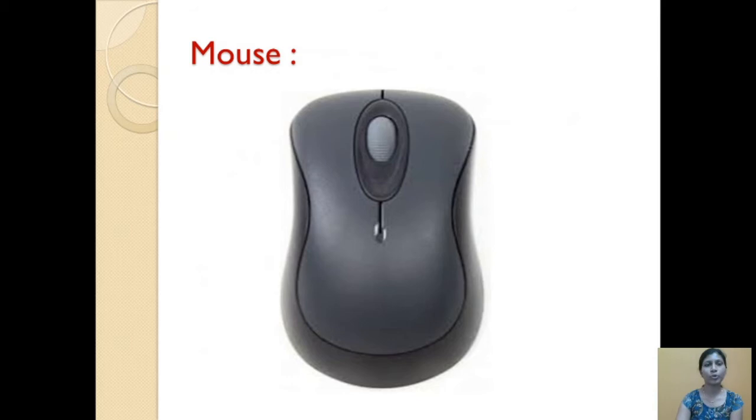Then the next input device is the mouse. See here, on the mouse there are two buttons. This is the left button and this is the right button. In between the left button and right button, this is a scroll bar. We use the scroll bar to move the page up and down.